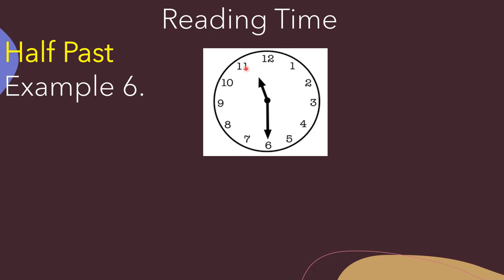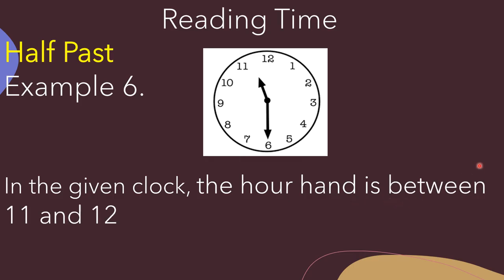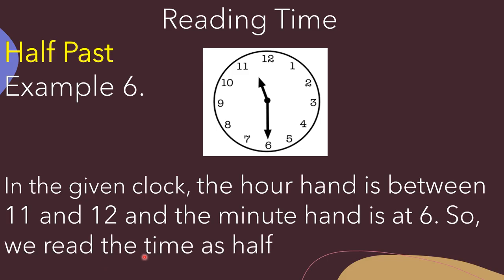Now example number 6. So here you can see there is a clock. Now the long hand, the minute hand, is at 6 and the hour hand is between 11 and 12. These consecutive numbers 11 and 12. So we will write: in the given clock, the hour hand is between 11 and 12 and the minute hand is at 6. So we read the time as half past 11 or 11:30. Understood, beta?